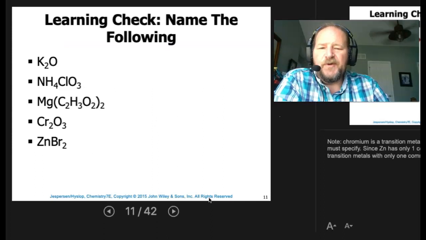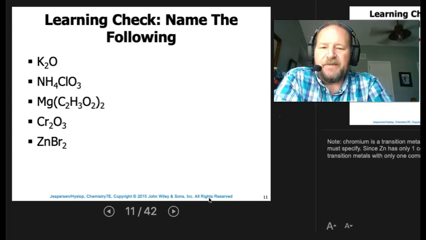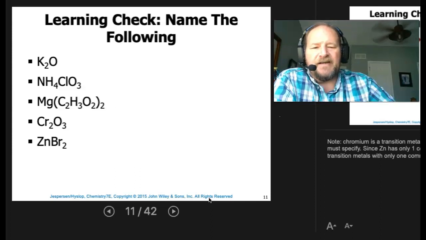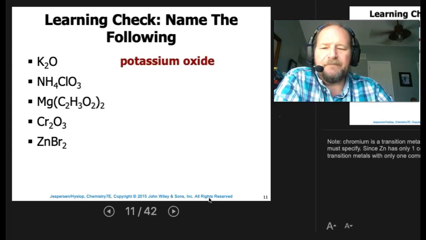So we have K2O. So we have a metal that's a non-transition metal, so we simply name it. That's going to be potassium. And then oxygen, because it's monatomic, becomes oxide. We put those together and we get potassium oxide.